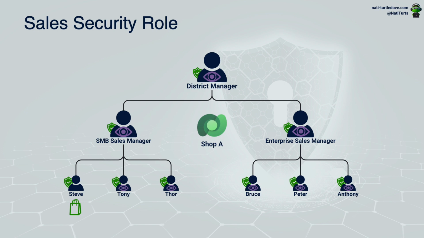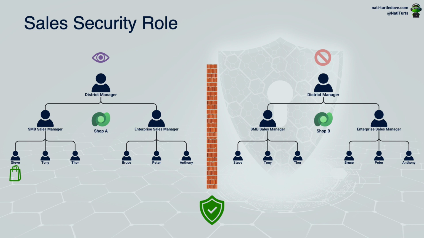So taking the security role into theory, where we've got that business unit privilege assigned to the sales table as a read-only privilege, if we were to compare it with another business unit, i.e. shop B, again, Steve has created that record.